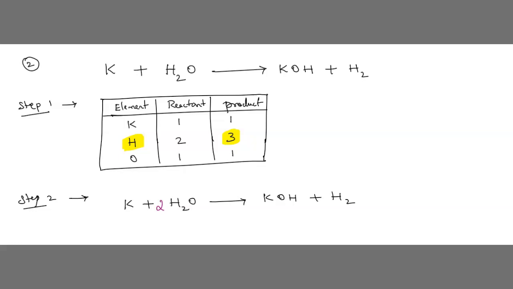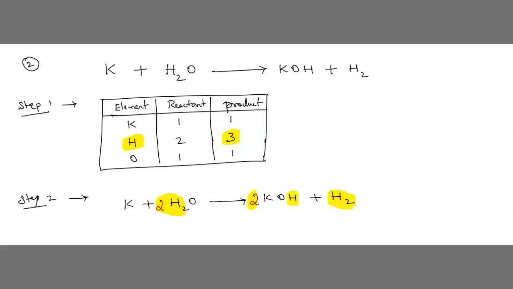Now we have 4H. But here how many H we have? This side 2H. So I will put here also 2. Now we can see here how many H we have, children? 2 into 2, 4H. Here 2H plus 2H, 4H. Now it is balanced. Correct?